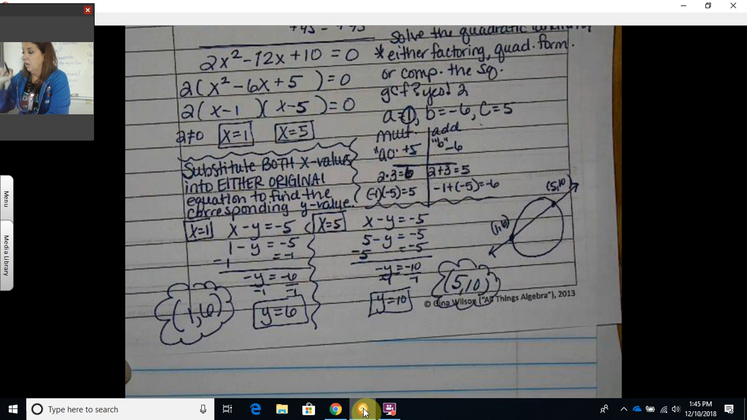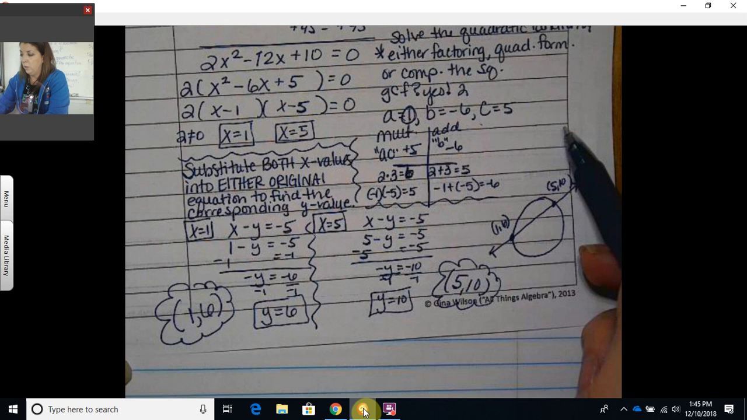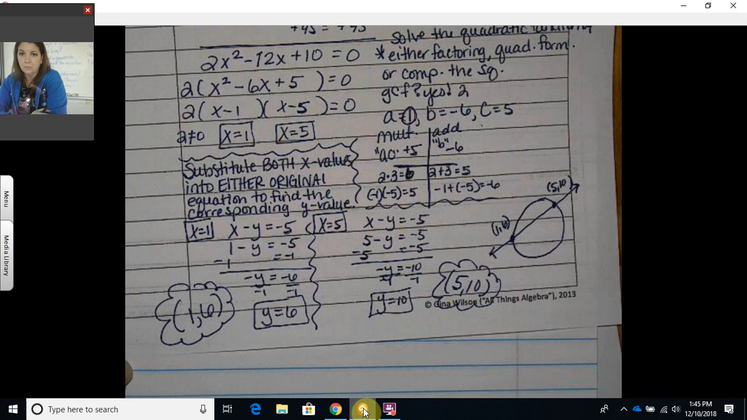Or could you have no solutions? Yeah, say you have the circle here and the line is way up here or down here or goes like that. It's never going to intersect it. You could have no solutions, right? But in this case, we have 2 different solutions, 1, 6 and 5, 10. How about that? It's fun, wasn't it?